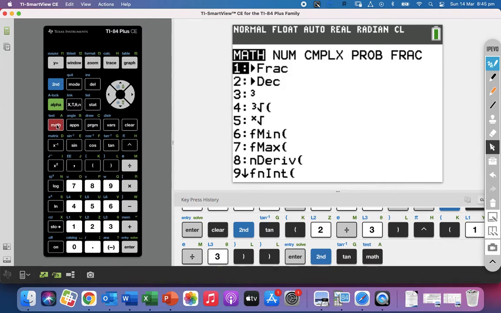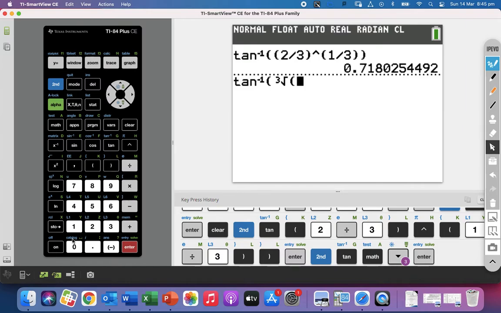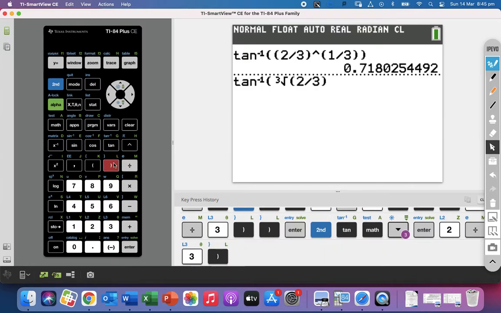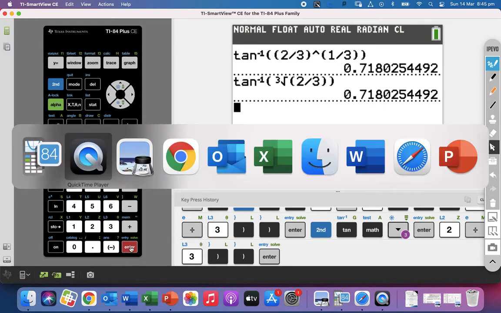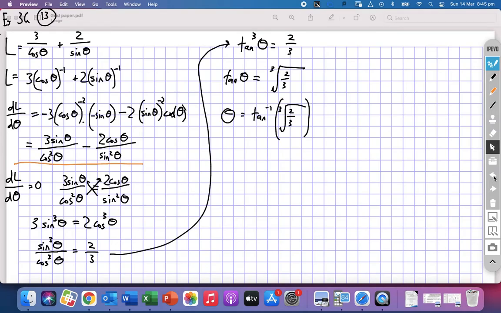Press math, you do it this way. There's your cube root, cube root 2/3. Close all your brackets up. So we get 0.718 radians. 3 decimals is enough. 0.718 radians.